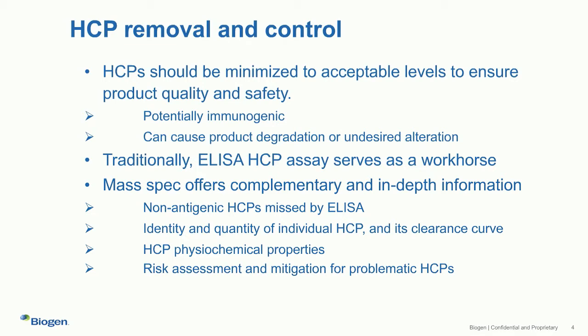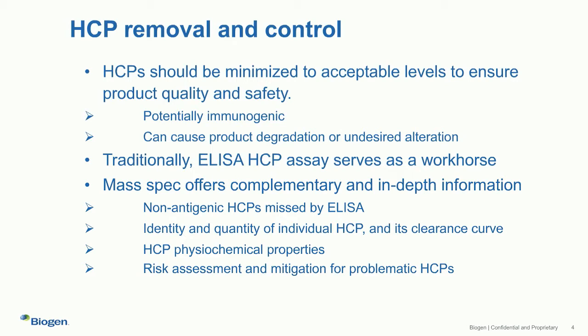Mass spec assay that's applied to HCP characterization can offer some complementary information on top of that ELISA HCP assay. So the mass spec method can detect all the HCP species present in the samples without dependence on the reagent for detection of the HCPs. And the mass spec characterization can also provide the identity and potentially quantify the individual HCPs and provide the clearance curve of the individual HCPs during the downstream purification.